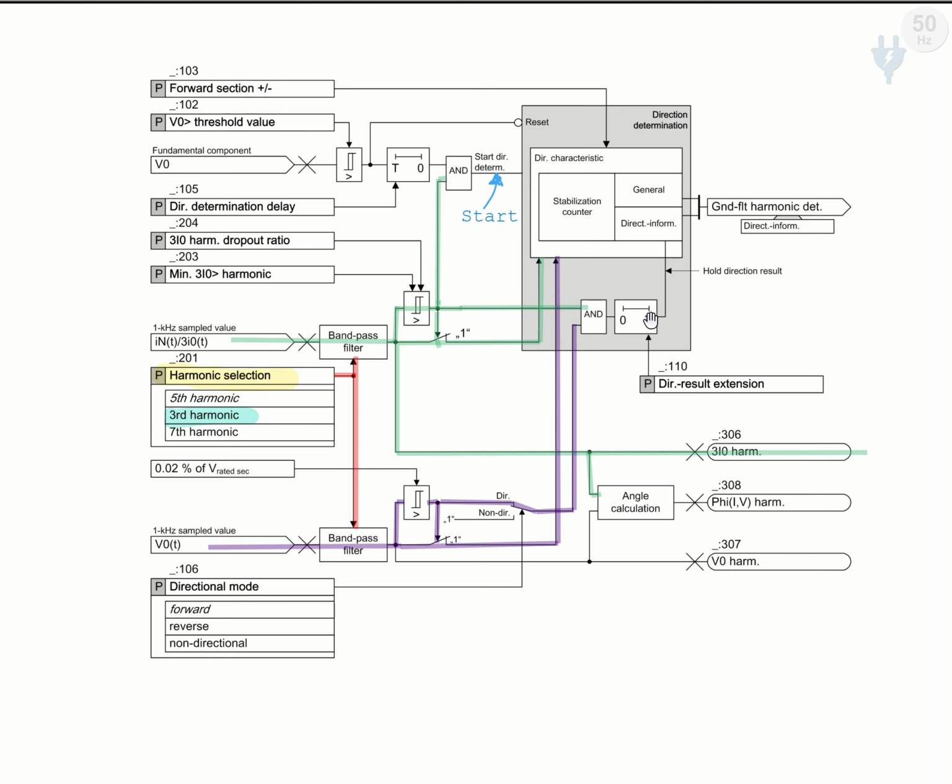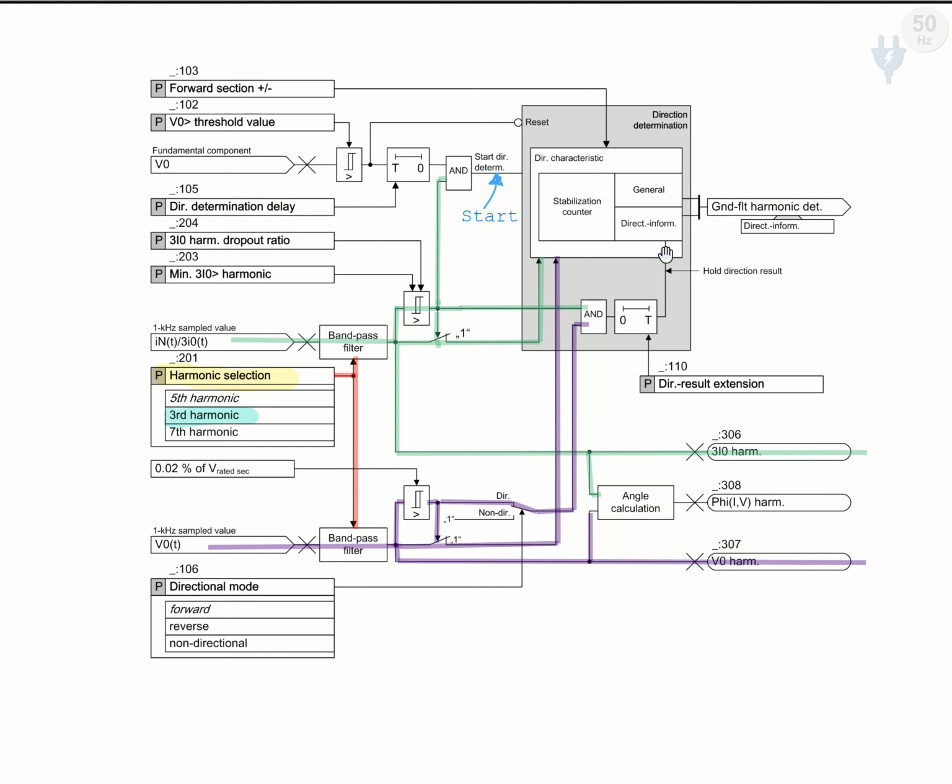So this is used when the harmonics of this zero sequence voltage and zero sequence current are supplied, sometimes one of them may disappear, it will be disrupted. So this signal for the directional result should be held for a few times so that it holds this directional information.